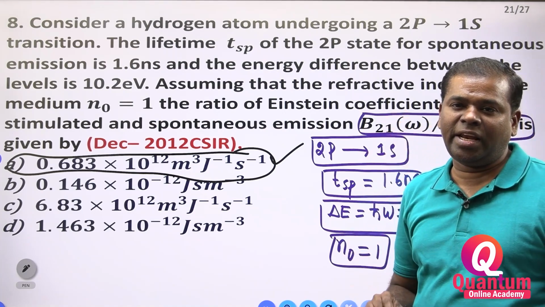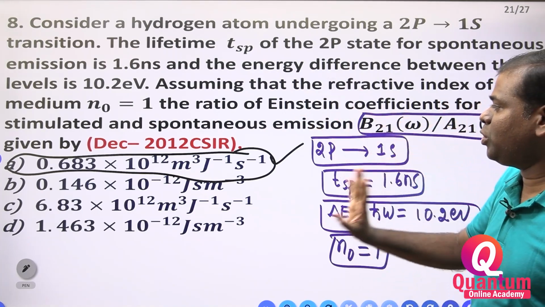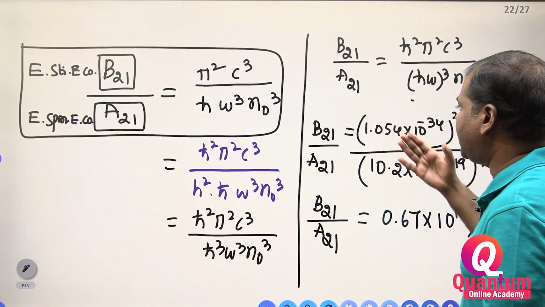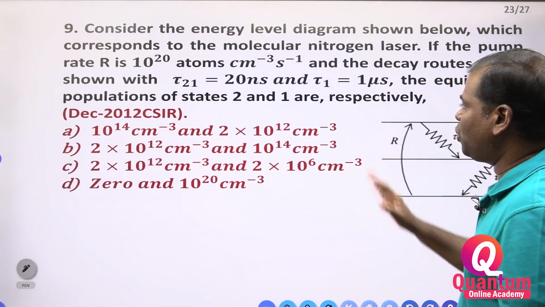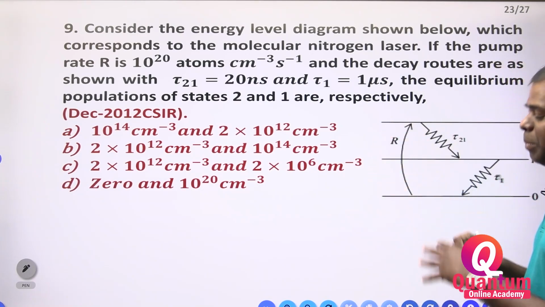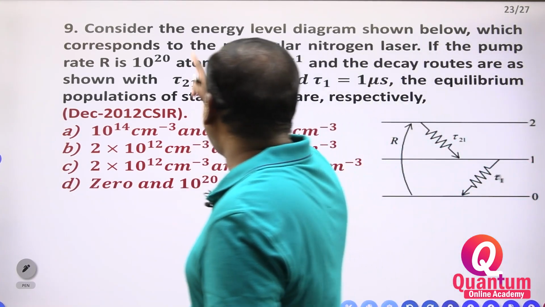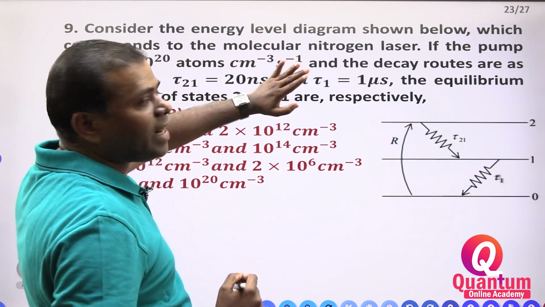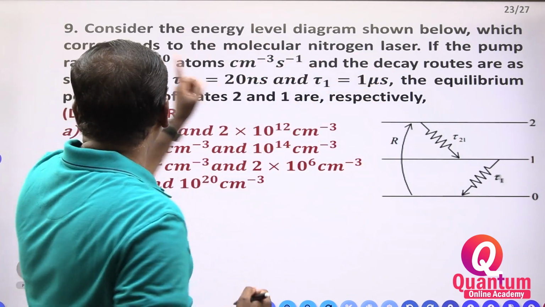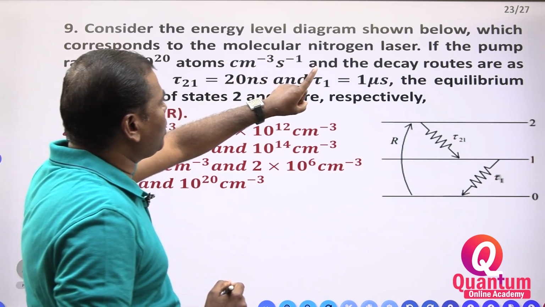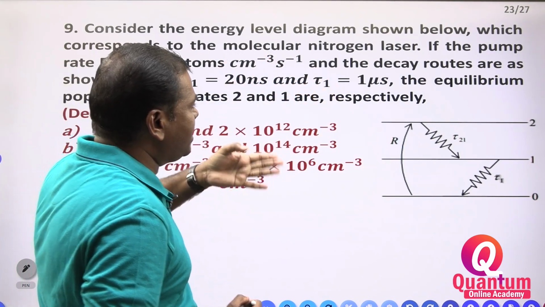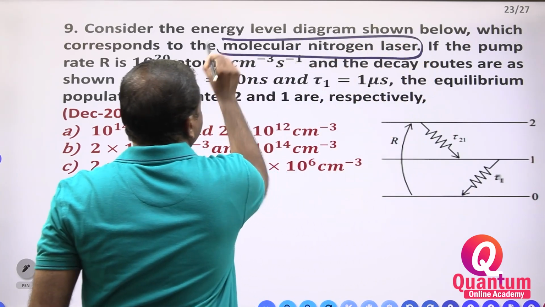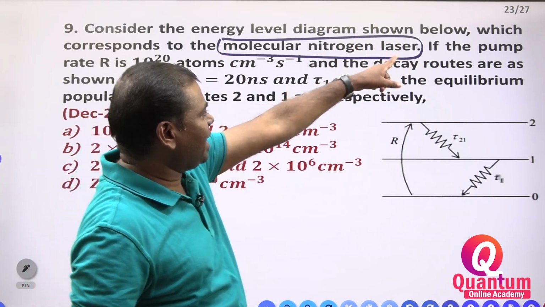Three areas I segregated from the laser. The first question is from the introduction part, that is the Einstein stimulated and spontaneous emission coefficient part. Now the second part you have to see here. Consider the energy level diagram. There is an energy level diagram here, which corresponds to the molecular nitrogen laser. This is a molecular nitrogen laser. This one is the 3-level laser diagram.